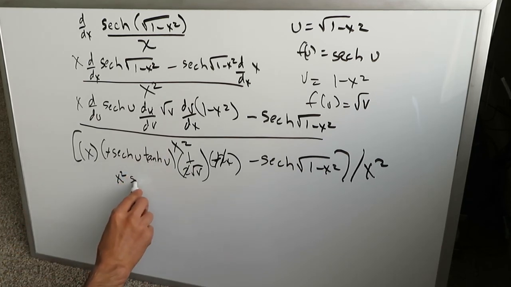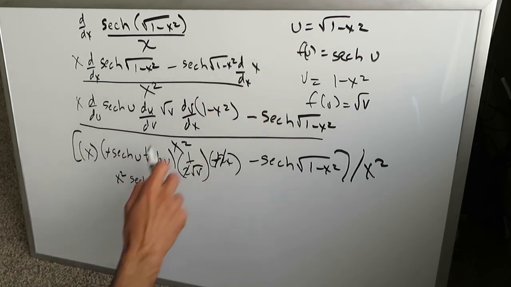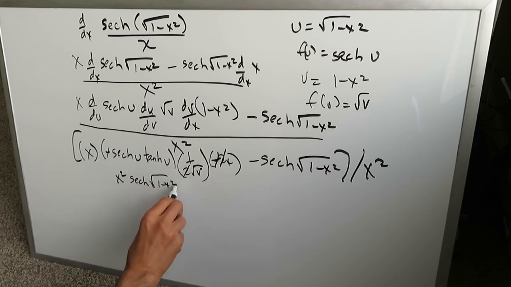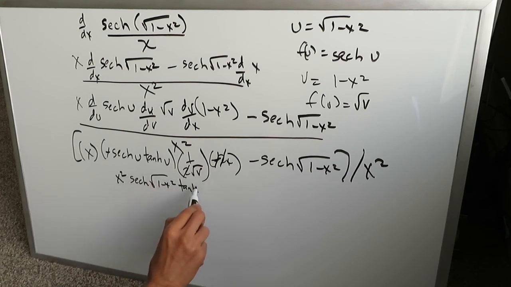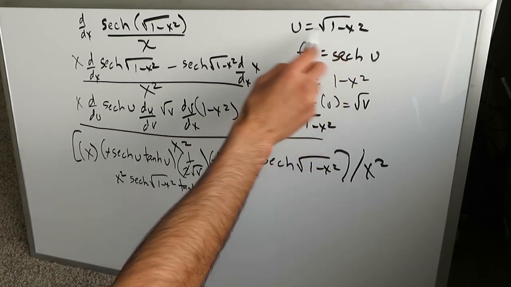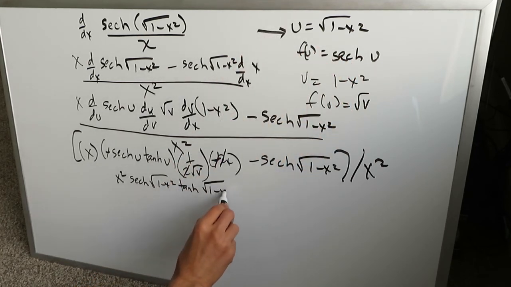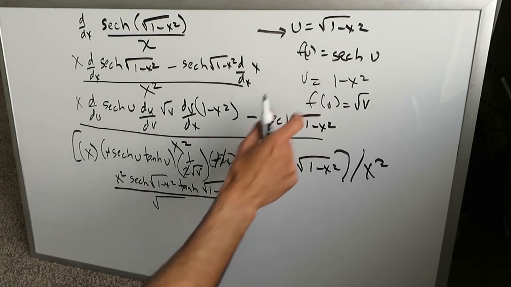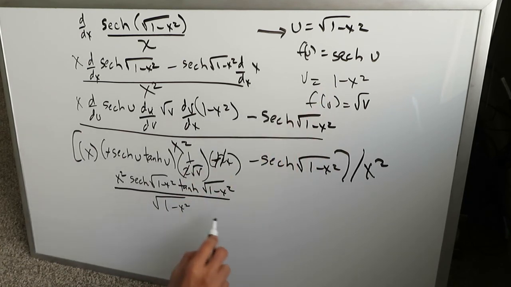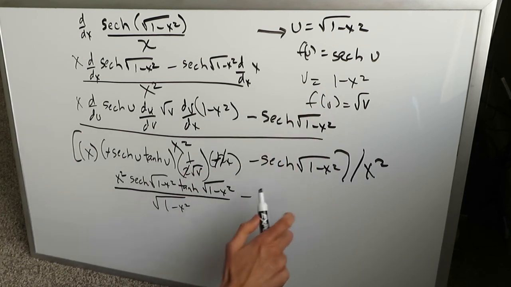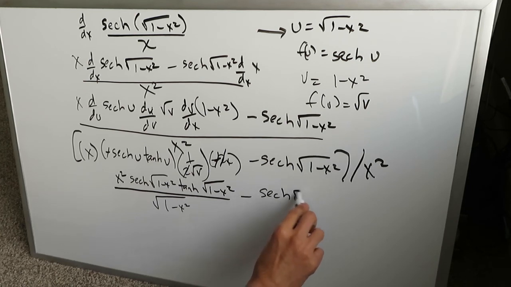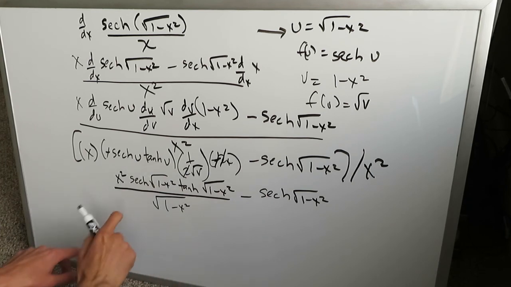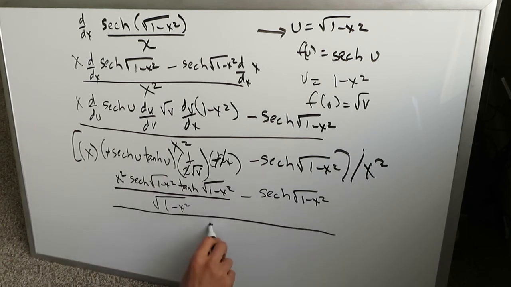So let's resubstitute back. Secant h u was square root of 1 minus x squared. Tan h u, the hyperbolic tan, and its u value right over here, square root of 1 minus x squared, all over root v. And what was root v? What was v? 1 minus x squared. 1 minus x squared minus this part over here, secant h square root of 1 minus x squared. And all of this right here is over an x squared.